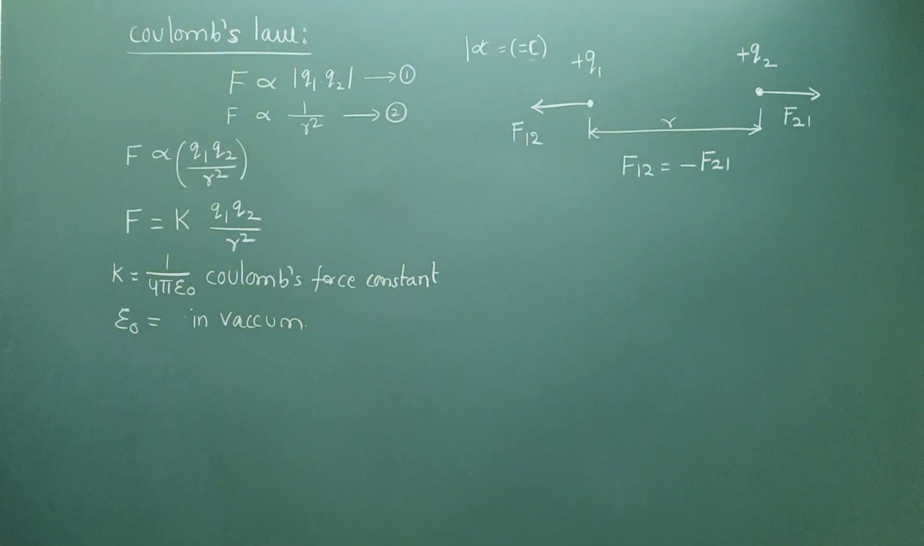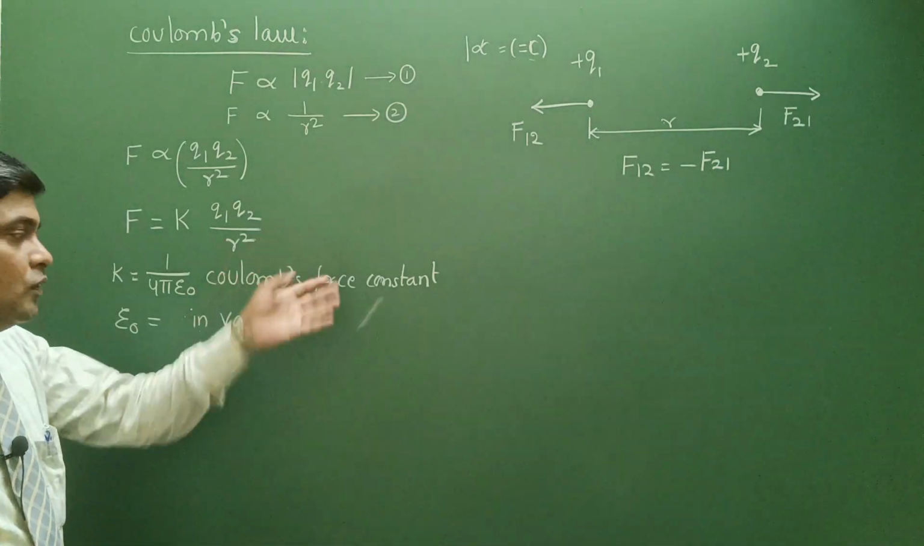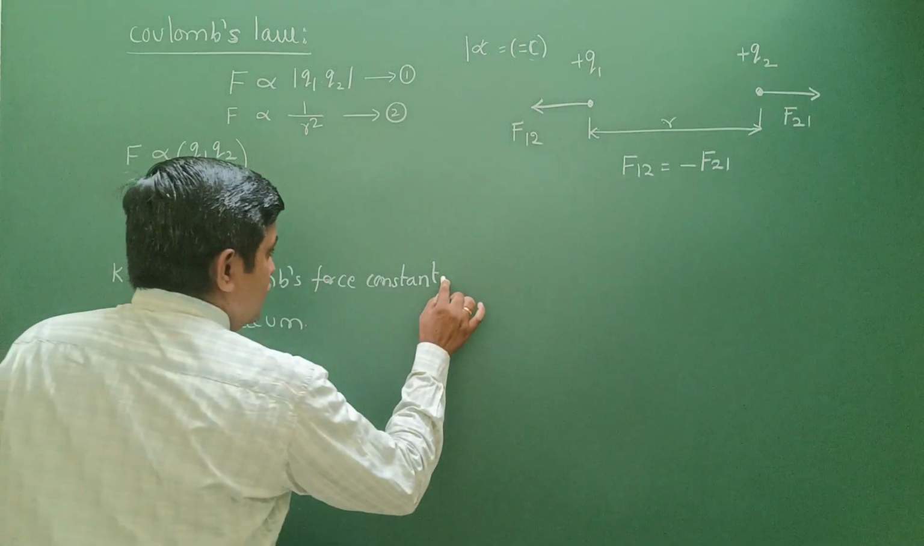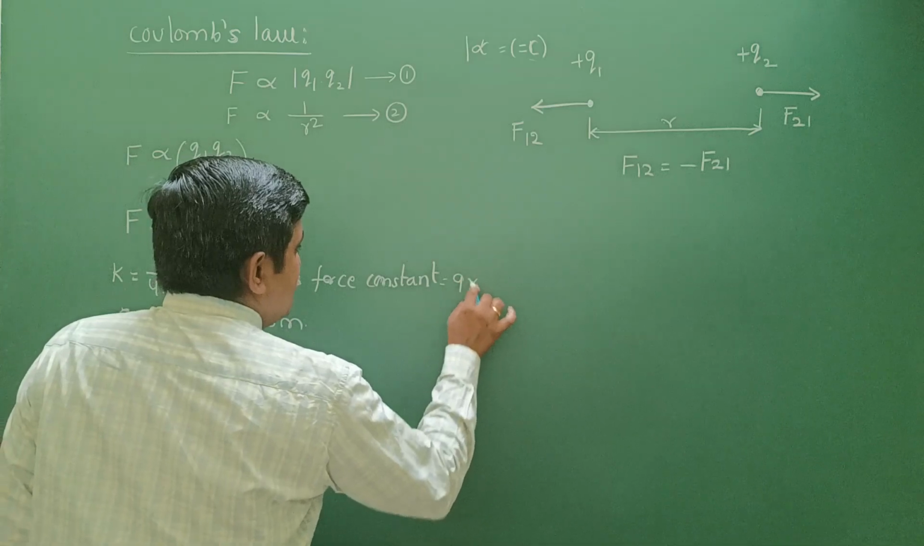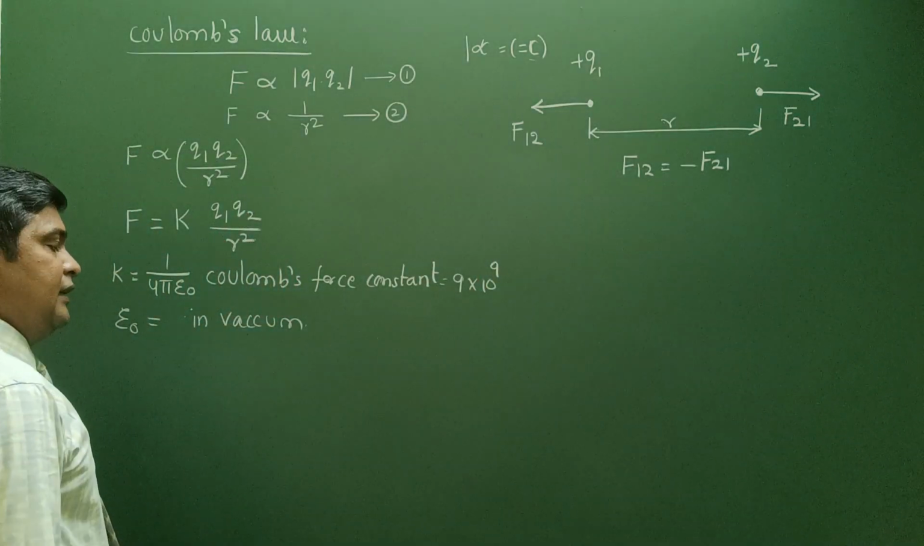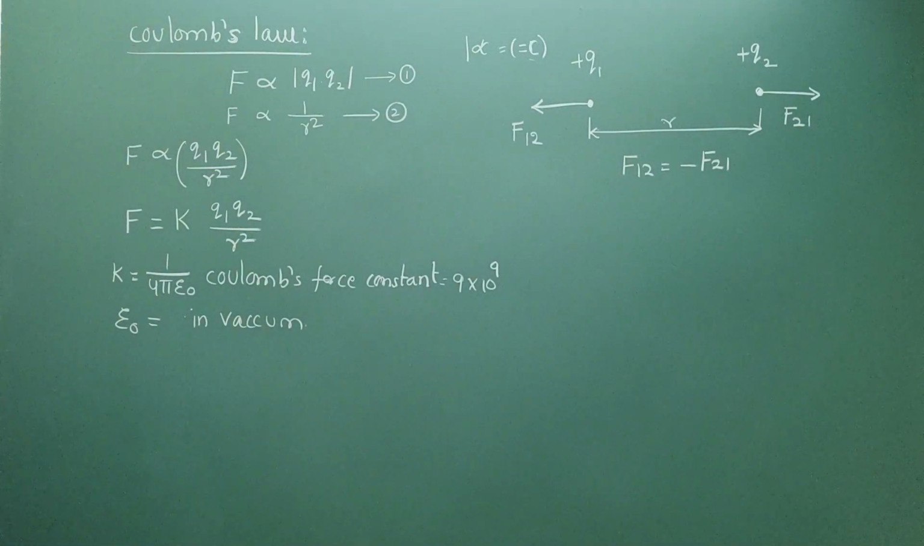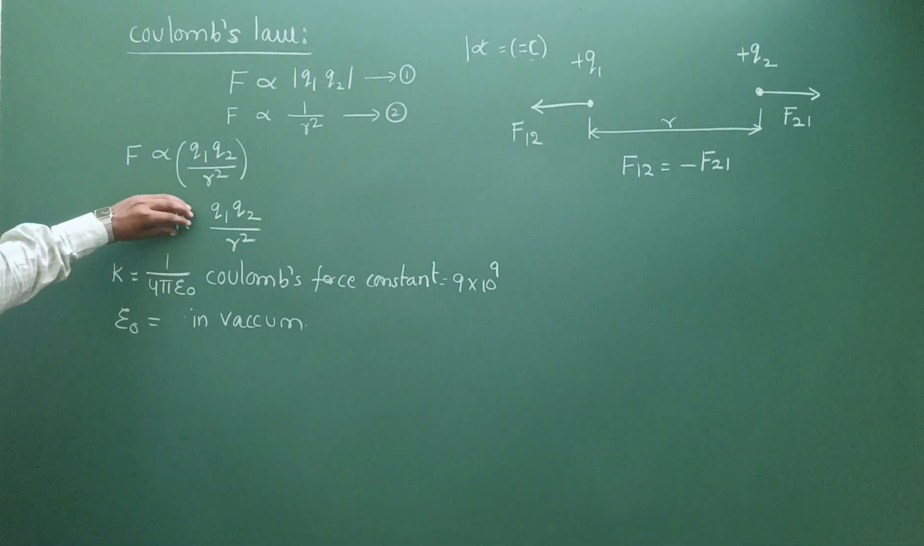Whenever we get a constant, surely it is going to have some value, right? So what is that constant value? 9 into 10 to the power of 9. That constant is 9 into 10 to the power of 9. What is going to be the unit? It is the k value, right?